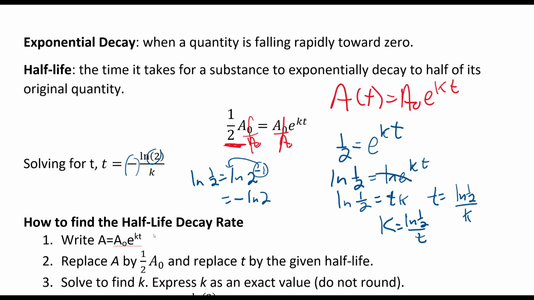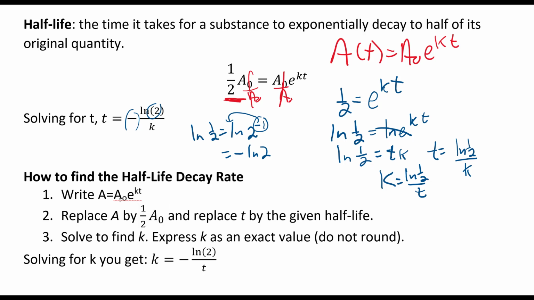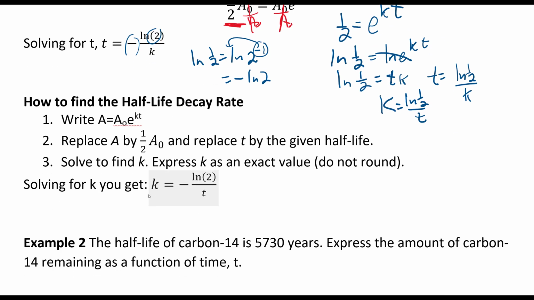So how to find the half-life decay rate, right? A equals A sub 0 times e to the kt. Replace A with 1/2 A sub 0, and then replace t with the given half-life. Solve to find k. Express k as an exact value. Do not round. The rounding error can be really bad here. So in essence, what I just showed you, k equals the negative of natural log of 2 over t, or natural log of 1/2 over t. But this is probably easier to put in the calculator. That's going to be your k.